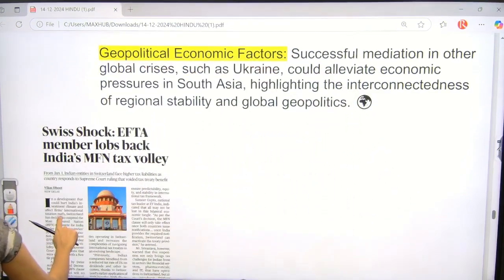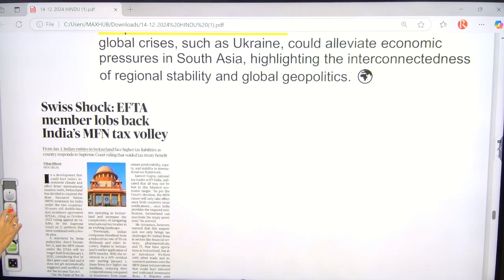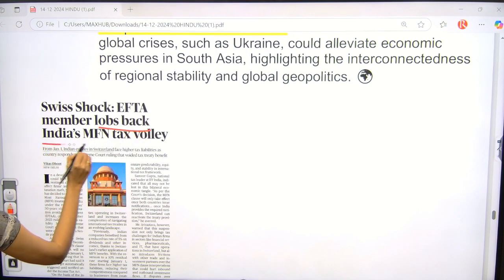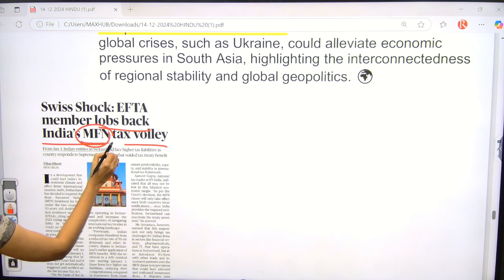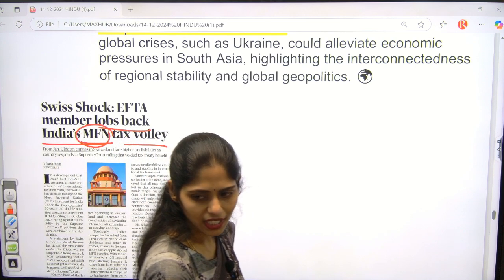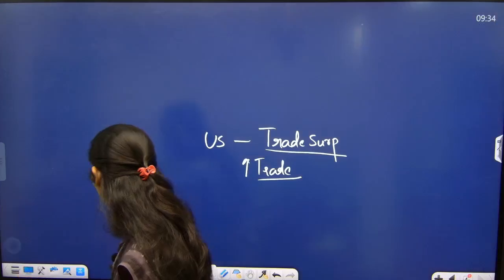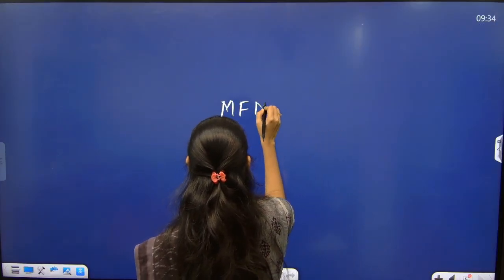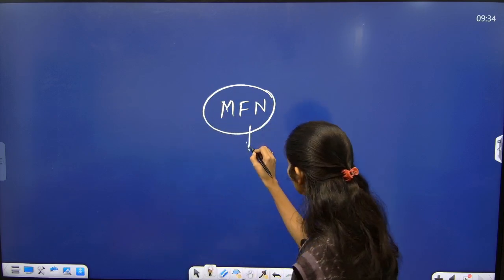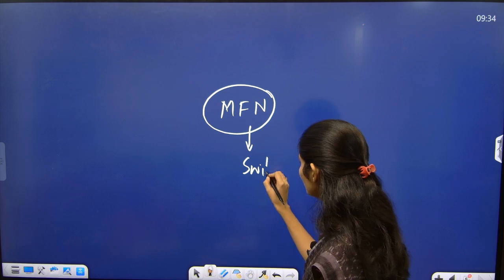And see here, Swiss shock: EFTA member lobs back India's MFN tax volley. So what is this? Here the keyword is MFN. What is this MFN? Most favored nation. The keyword is most favored nation. So why is it in the news? Because do you know this Switzerland? Where is this Switzerland located?